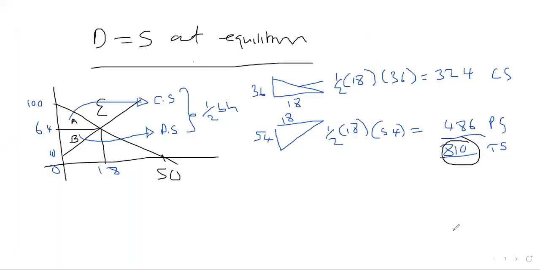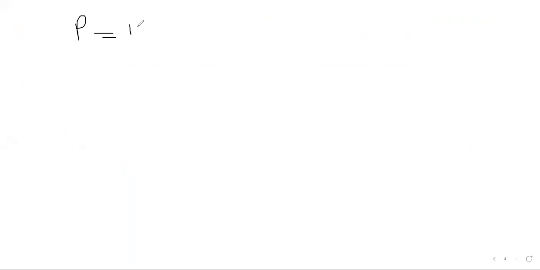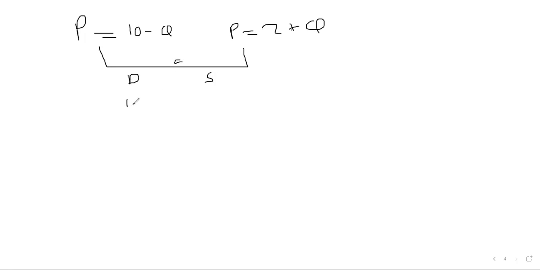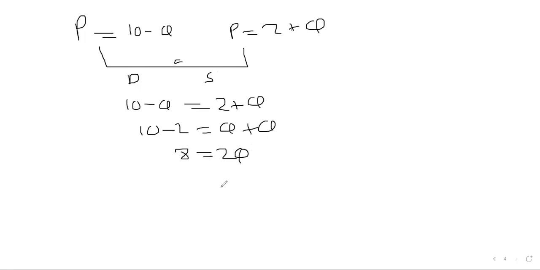So our demand function is 10 minus Q. Our supply function is 2 plus Q. So what happens at equilibrium? We equate these two. So demand must be equal to supply. So 10 minus Q is equal to 2 plus Q. So this is 10 minus 2 is equal to what? Q plus Q. So this is 8 is equal to 2Q. So when we divide both sides by 2, our Q is therefore equal to what? 4.